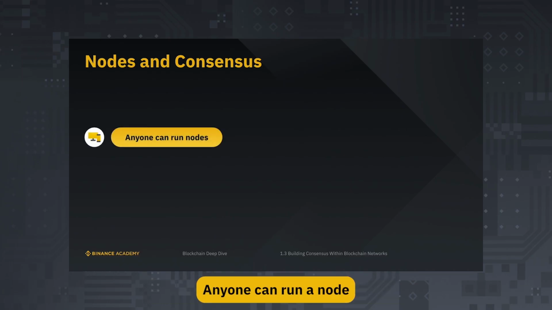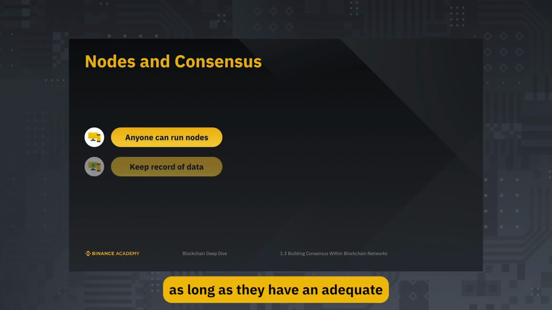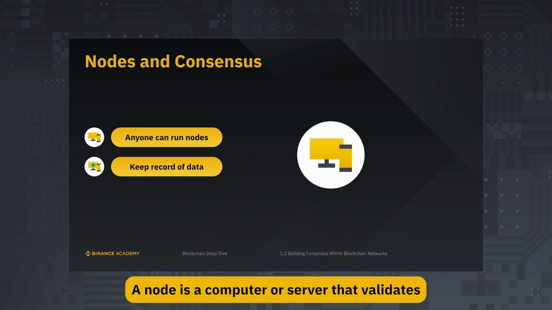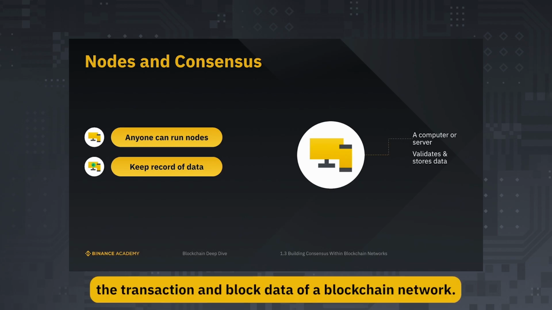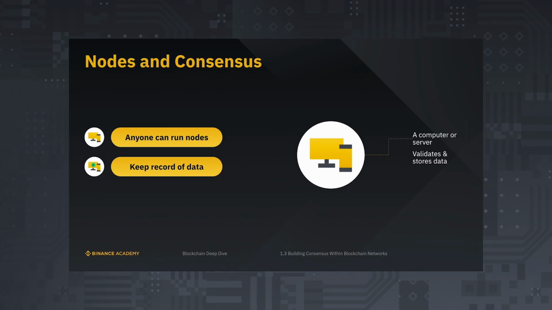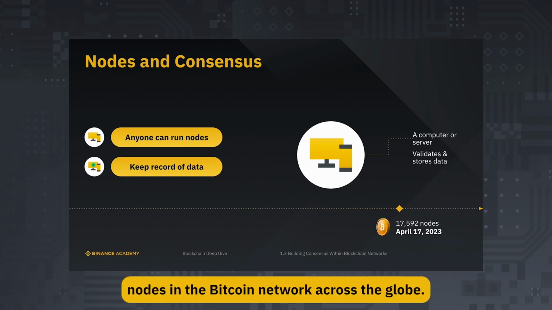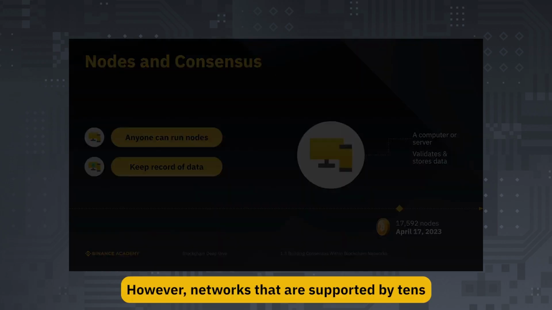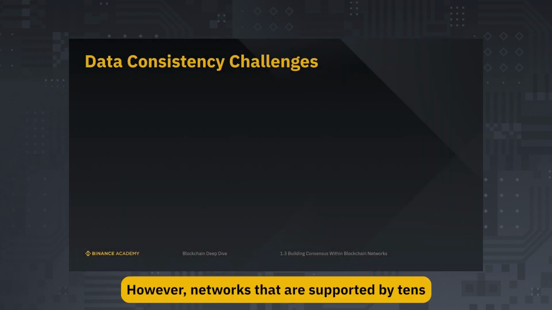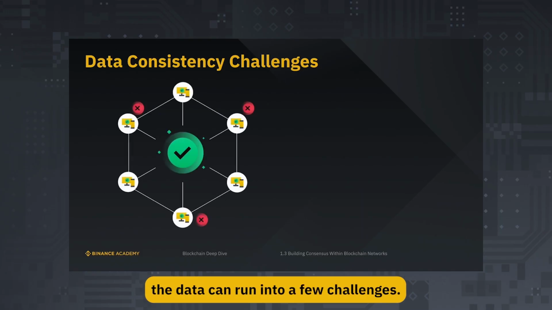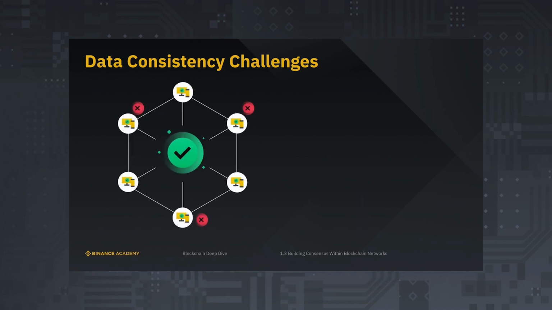Anyone can run a node and keep a record of a blockchain's data as long as they have an adequate computer and internet connection. A node is a computer or server that validates and stores the transaction and block data of a blockchain network. As of April 17, 2023, there were 17,592 reachable nodes in the Bitcoin network across the globe. However, networks that are supported by tens of thousands of servers storing the data can run into a few challenges.